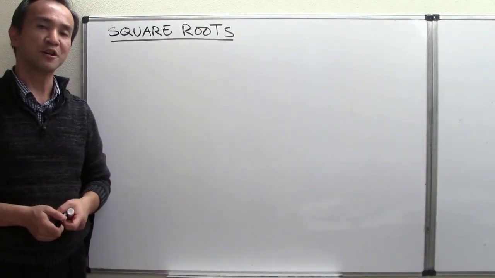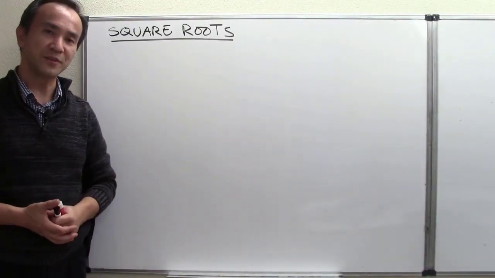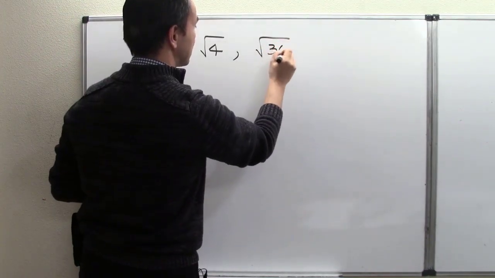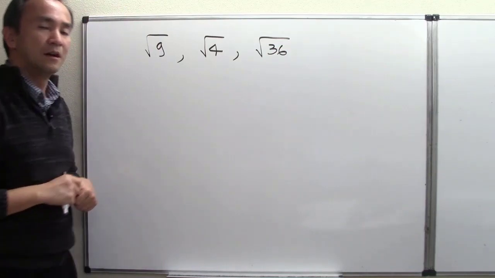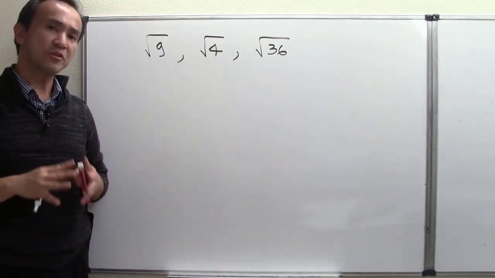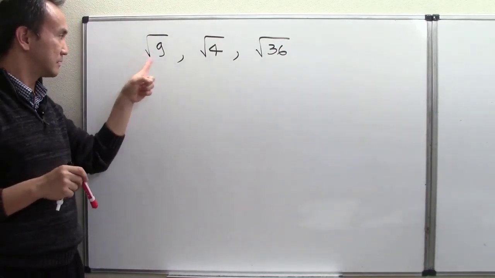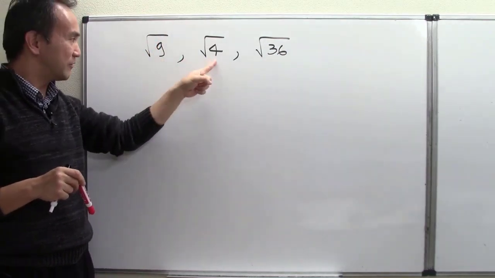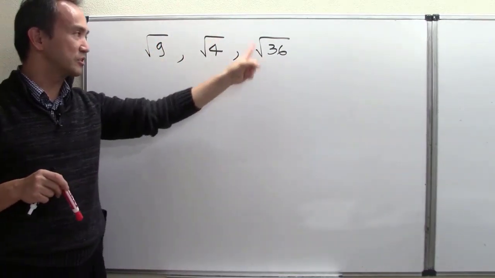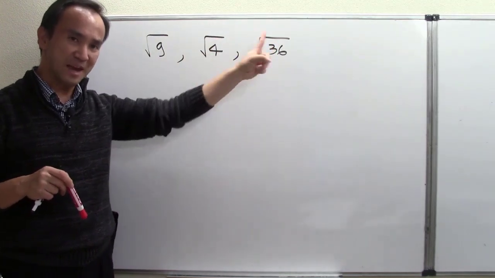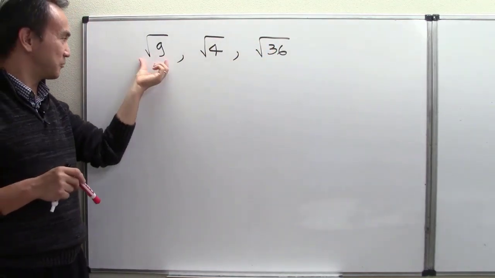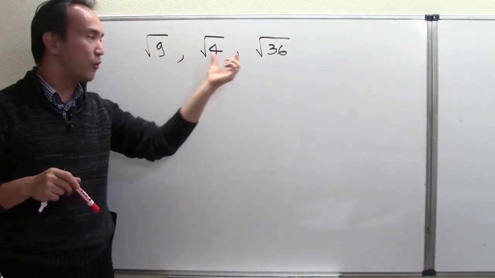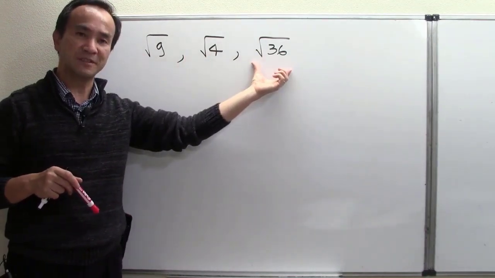Alright, so let's learn about square roots in this video lesson here. To begin, as a brief introduction, there's a number 9 right here with that symbol, number 4 with that same symbol, and number 36 here with that same symbol. This reads the square root of 9, this reads the square root of 4, and this reads the square root of 36.